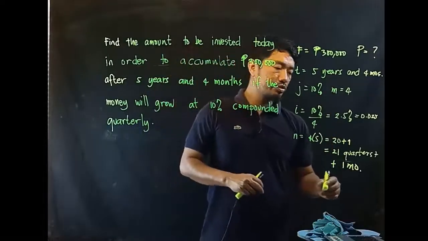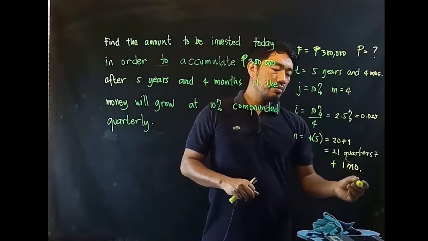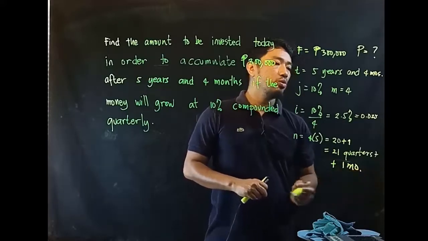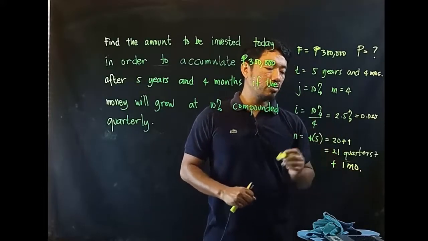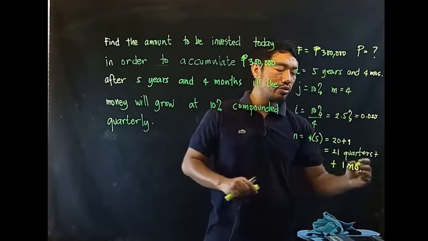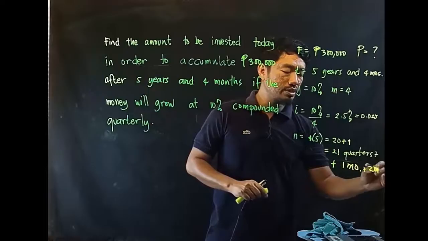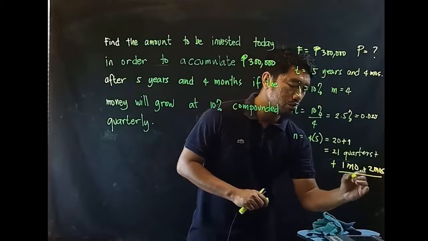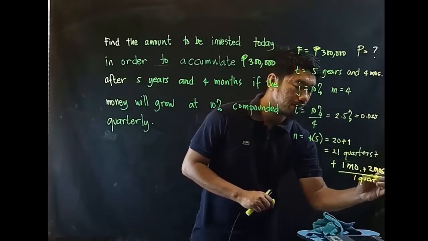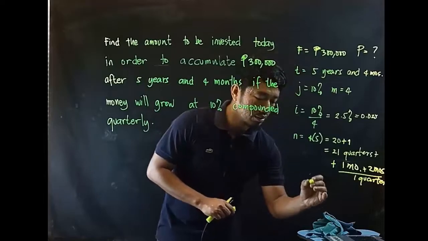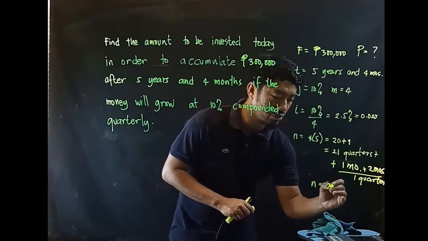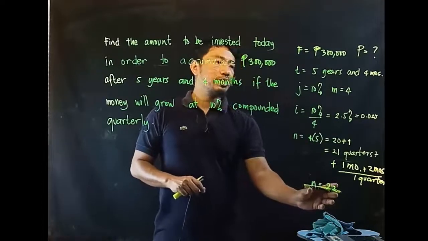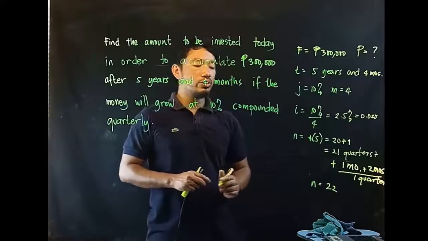So the next step is to add additional months in order to make this excess month into one more quarter or one more period. So for this case, we're going to add 2 more months. Therefore, this is equivalent to 1 more quarter, and the value of n is equal to 22. So we're going to find the present value using n equal to 22.